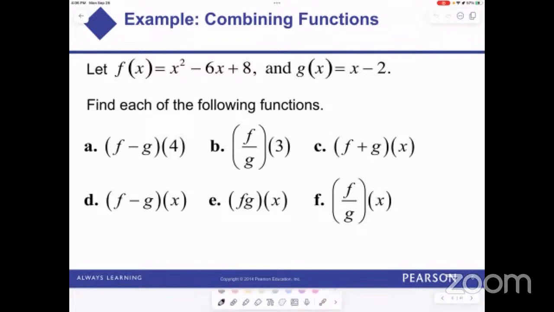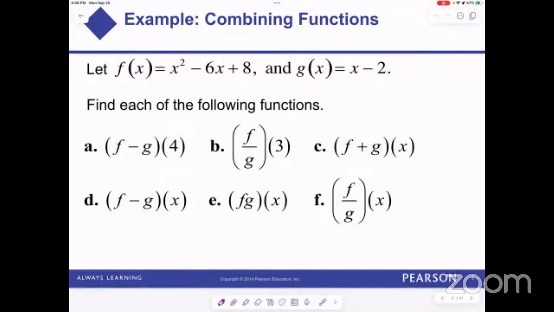So basically what we're doing there, we're going to find f of 4, we're going to find g of 4, and then subtract those two results. So f of 4 is going to be what? 4 squared, which is 16, minus 24, which is a negative 8, plus 8 ends up being 0.